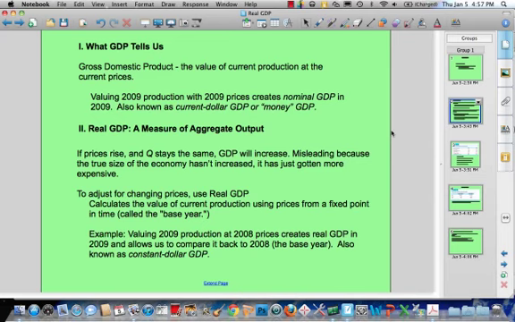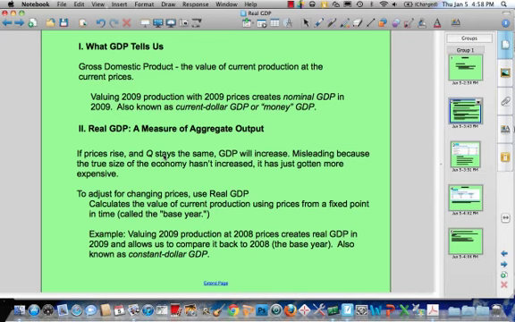Well, here's why it's important, first of all, for us to know the difference. If prices rise and quantity of output stays the same, GDP will increase, right? Because GDP is basically quantity times prices. Well, that's misleading, because the true size of the economy hasn't increased. Remember, the size of the economy is quantity of output. And in this case, if prices go up and the quantity stays the same, the economy hasn't increased, it's just gotten more expensive.